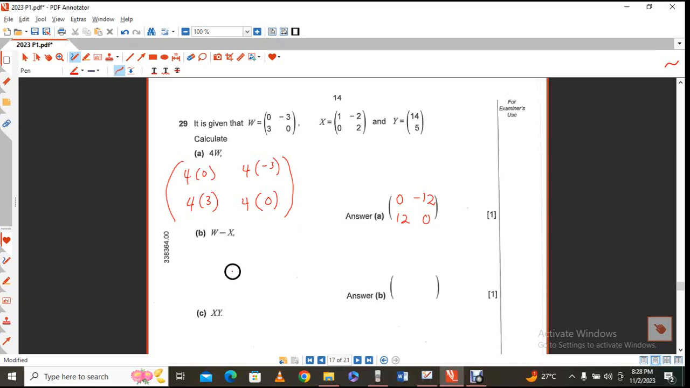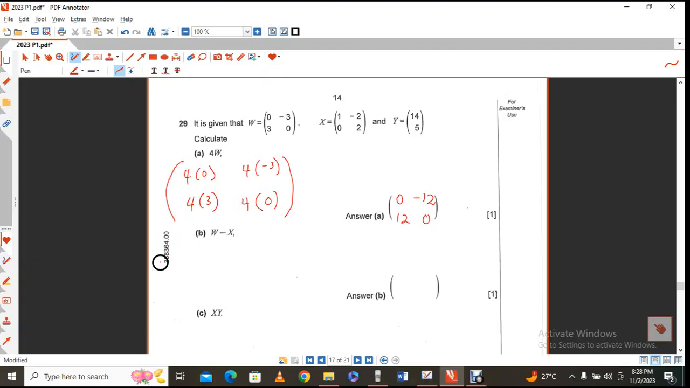For you to do subtraction, the matrices must be of the same order. You can see matrix W is a 2 by 2 matrix. Matrix X is a 2 by 2 matrix. 2 rows, 2 columns. Okay, and now we're just going to subtract the numbers in the matching positions.